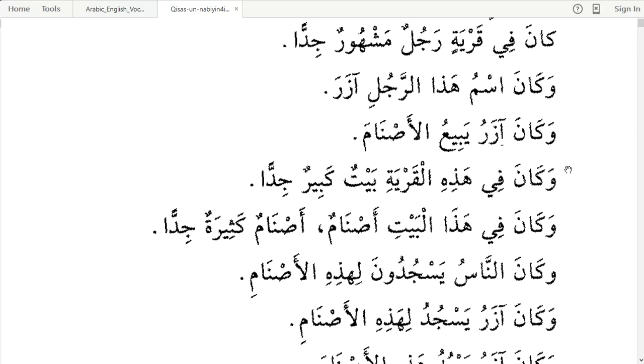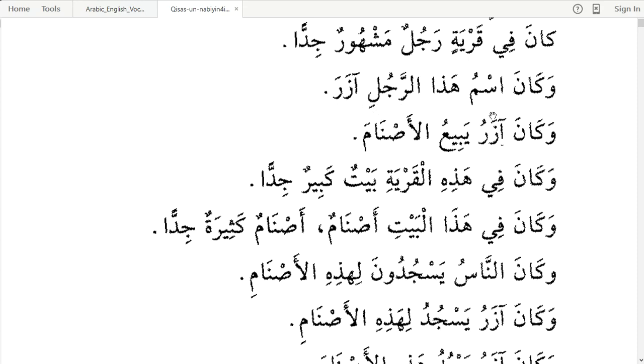Now to give you a quick breakdown of this, kana over here is fi'l naqis, and the ism of kana is actually this word right here, ismu. And the way we know it's the ism of kana is because of the dhamma. Hadha is ismul ishara qaribun, meaning it's a word that points to something that is near. Ar-rajuli is the musharun ilay, what this word is pointing to. Azara would be the badal of rajul. Now I have to explain this. This is a little bit advanced, but inshallah you'll understand. So azara would be badal, ar-rajuli would be mubdal minhu.